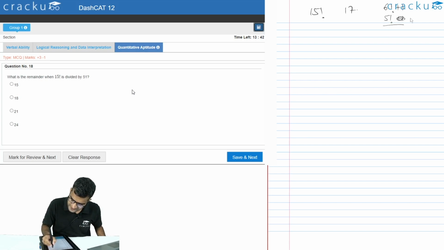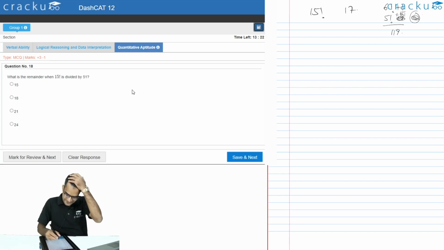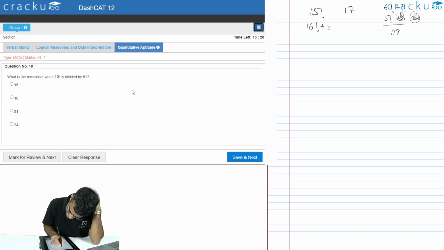Okay, 5 factorial will leave a remainder of 6. Okay, so 15 factorial will leave a... Am I correct? No. 5 factorial plus 6. 5 factorial plus 5. Oh man, what a time to forget Wilson's theorem. 16 factorial plus 1 is divisible by 17. Okay, this I know. 5 factorial.